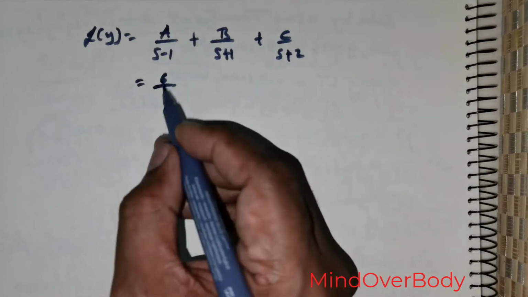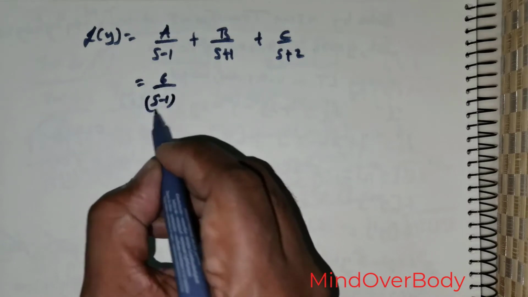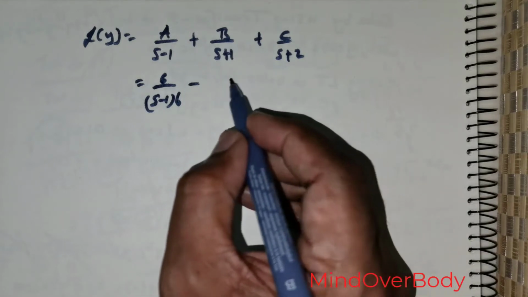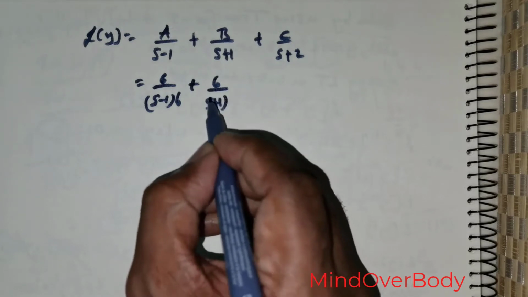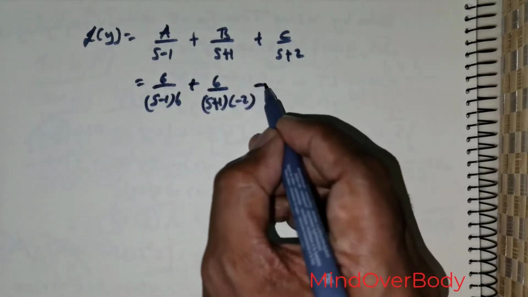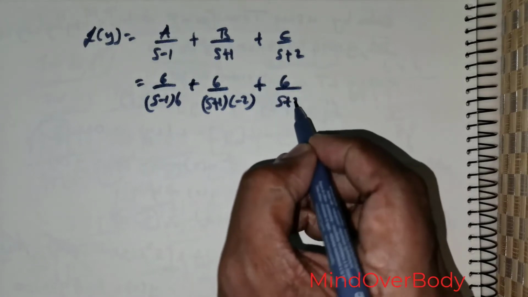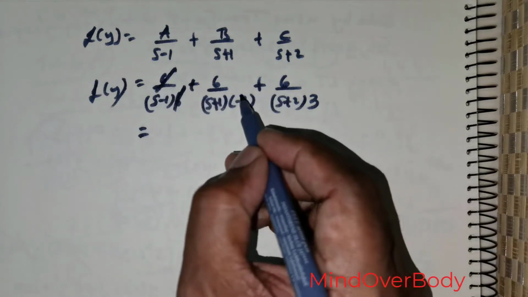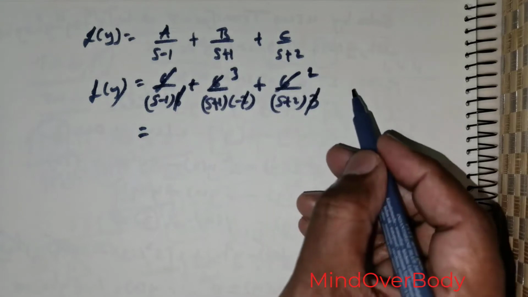So it's 1, but I want to write it as 6 over 6. So this is going to be s minus 1 times 6, and b is 6 over negative 2. So write it as 6 over s positive 1 times negative 2, and c is 6 over 3. So 6 over s positive 2 times 3. We can just get rid of these things. So 2 divides here 3 times, and 3 divides here 2 times.